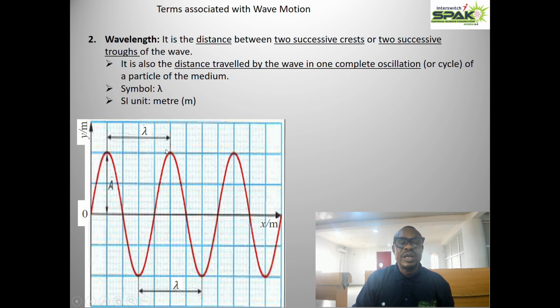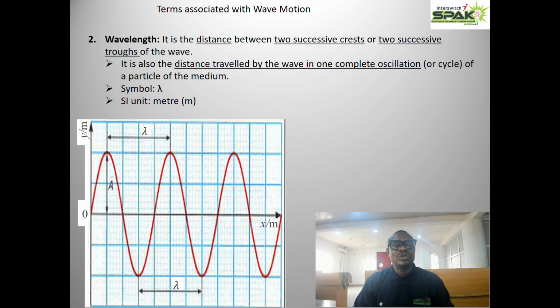Coming down here, we have the trough. This point here is the trough, this point here is the trough, this point here is the trough. So this line between two successive troughs is also referred to as a wavelength as well, because from this point to this point is a complete cycle, which is 360 degrees, also equivalent to 2 pi radians. Alright? So the distance between two successive crests or two successive troughs is referred to as a wavelength.